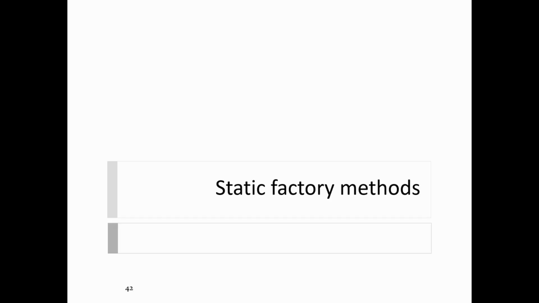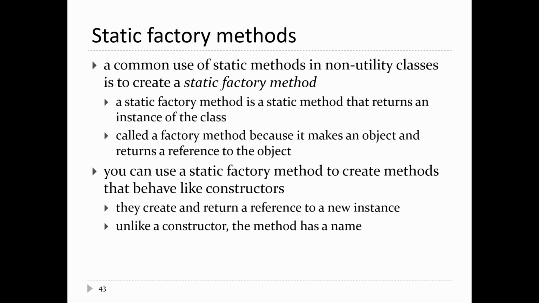Okay, so what about these static methods inside of a non-utility class? Static methods inside of a non-utility class are quite common. In particular, these things called factory methods are quite common. So a static factory method, so it's static. It's a factory method. Factory method means that the method makes an object or objects. So a static factory method is just a static method that returns an object.